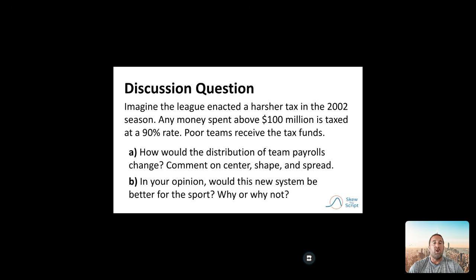Imagine that the league enacted a harsher and bigger tax in the 2002 season, the same season from the movie and from the data we collected. And the money spent above $100 million on payroll is taxed at a 90% rate. So 90% of that money is taken by the league and given to the poorer teams. This leads us to two discussion questions. How would this change the distribution of team payrolls? Comment on center, shape, and spread. And in your opinion, would this new system be better for the sport? Why or why not? Take a moment, jot down initial thoughts, and we'll discuss them further in class.